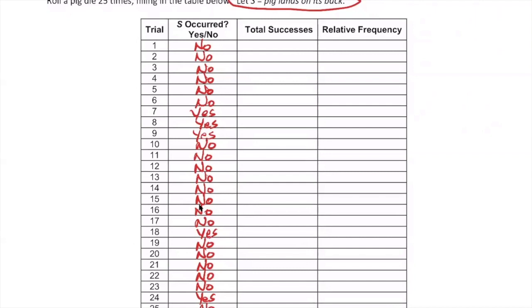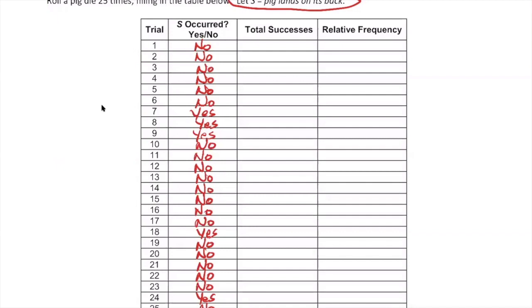Okay, so I've got mine in. What you want to do is count up how many successes you had at a given trial, and these should accumulate.